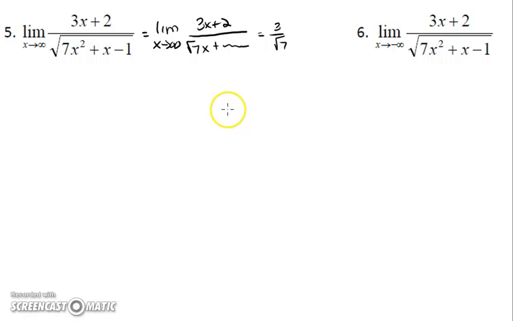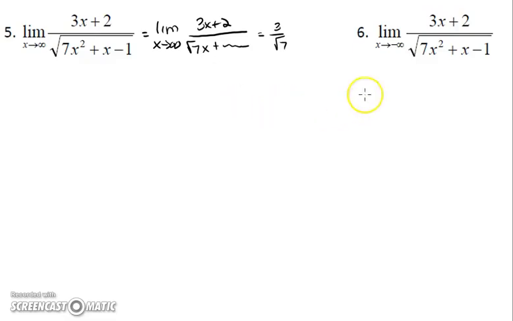So we have to be careful with our radicals. If this were just the square root of x, not square root of x squared, then our numerator would indeed grow faster. But this is growing at a rate of x, this is growing at a rate of x, so we're going to get 3 over the square root of 7. So if you just glance at 5 and 6, it doesn't look like there's any difference between the two of them. But if you look closer, you can see that number 5 is as x goes to positive infinity, and 6 is as x goes to negative infinity. So this is the only time where you can potentially get different answers for your left and right horizontal asymptotes.